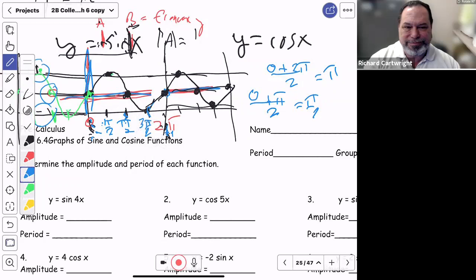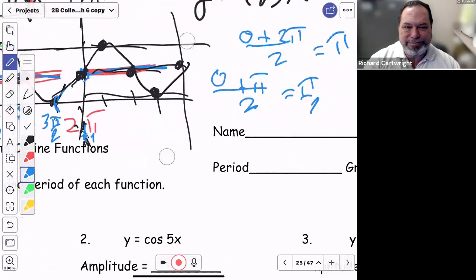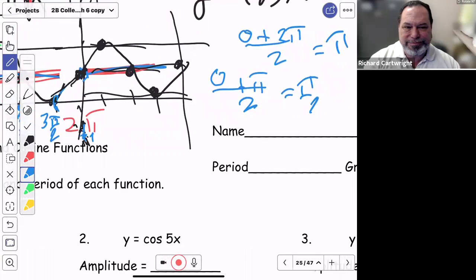So you will want to start adding your numbers on your graph. If I want to continue the second period, it takes 2 pi to finish up. So 2 pi, how do I get to the next one? I take 2 pi, I add another 2 pi to it. This ends up at 4 pi. To get the middle here, 2 pi plus 4 pi is 6 pi divided by 2 is 3 pi.